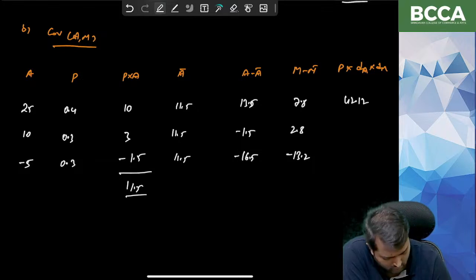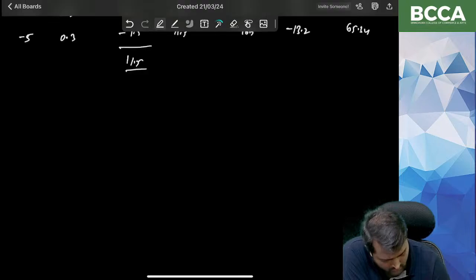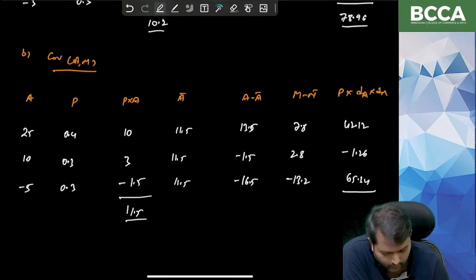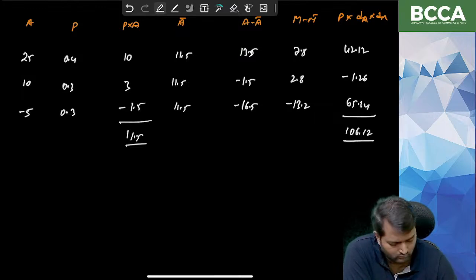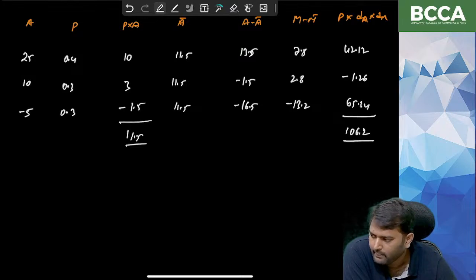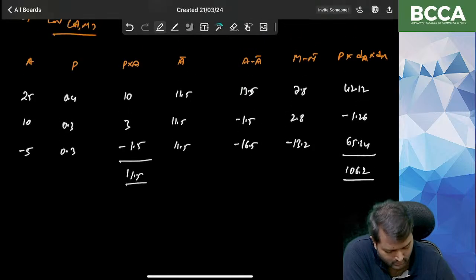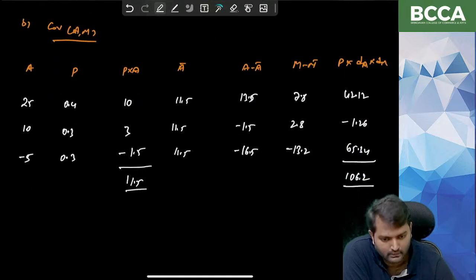42.12, minus 1.26, 65.34, total 106.2. What is this 106.2? Only Shilpa is responding. What about others? So 106.2 is nothing but the covariance of A comma M. Next.